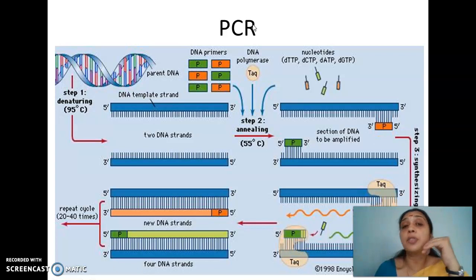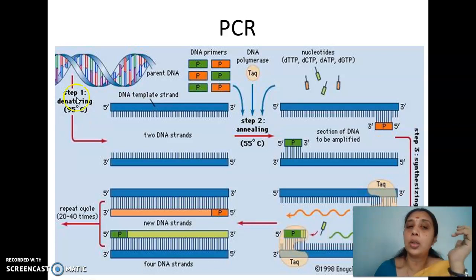So there are different types of PCRs. The basic principle behind it is that we have our gene of interest, this single gene. It is a short strand of DNA, which is first allowed to split into two different strands.